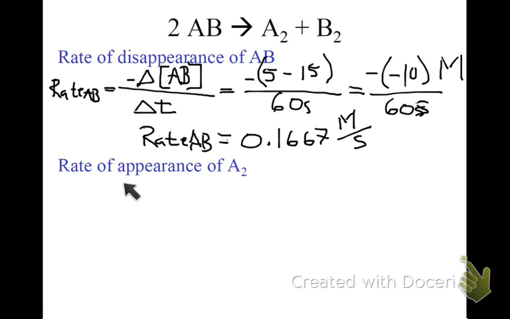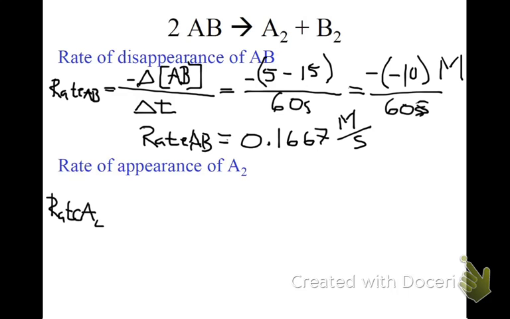Let's take a look at the rate of appearance of A2. So at what rate does this one appear? We can't just think of it with stoichiometry. You can't just say that, okay, 0.1667 moles per second, that means this appeared at 0.167 moles per second. It's going to be a little different because we've got the 2 and the 1. First off, let's just do it like we did up here with the rate.